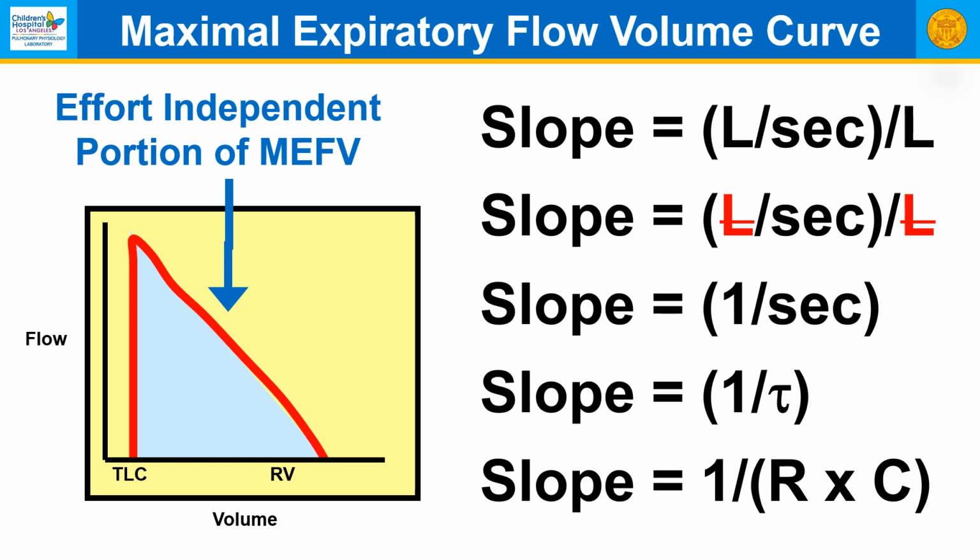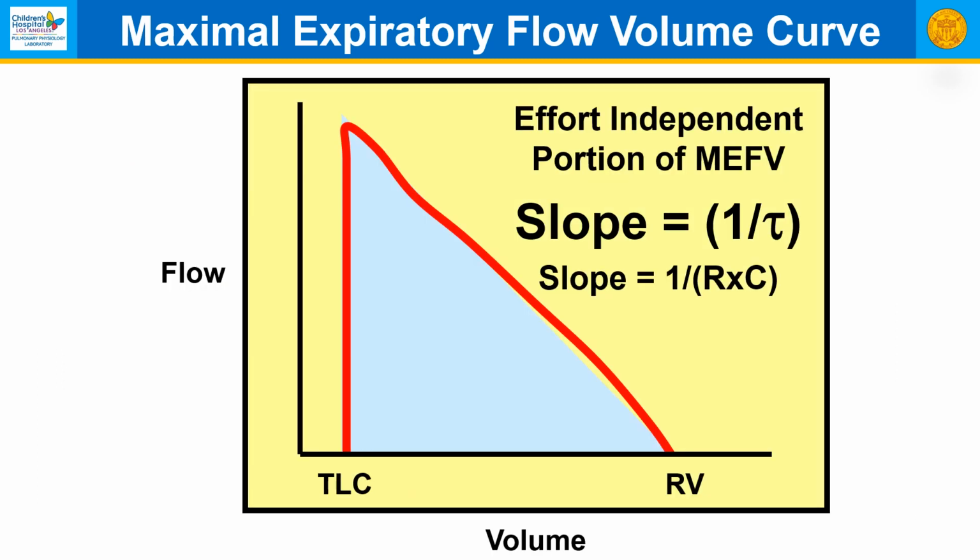So if you look at that, that's 1 over seconds. It's actually 1 over the time constant. So the time constant is resistance times compliance. So the slope of this line is actually 1 over the time constant, or 1 over resistance times compliance in the lung. So the effort-independent portion, the slope is 1 over time constant, okay?